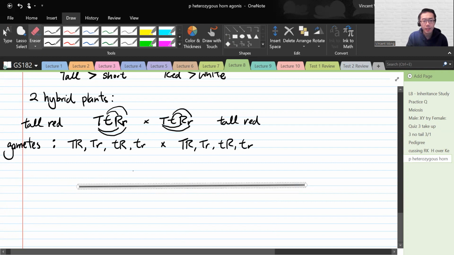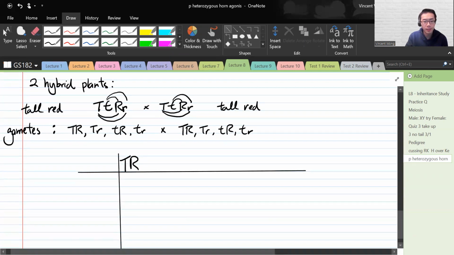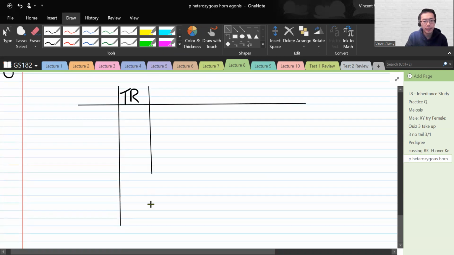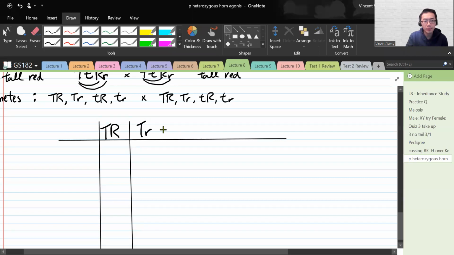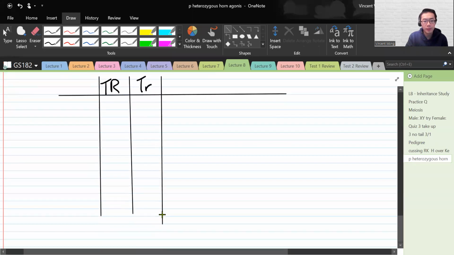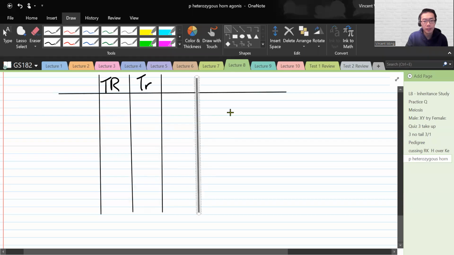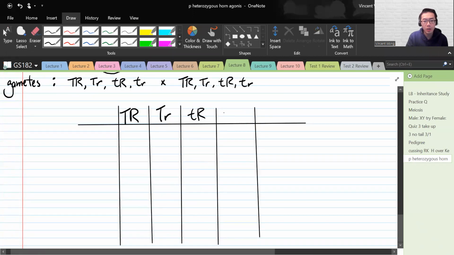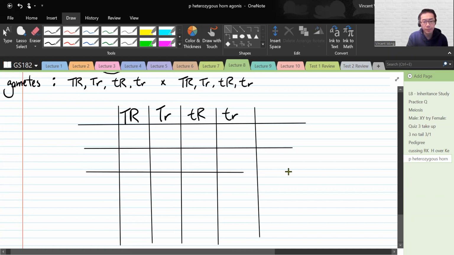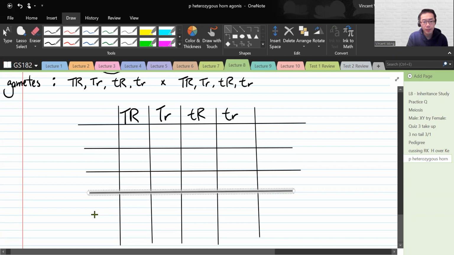Okay. So let's put the gametes on the top here. Big T, big R. And the next one is going to be big T, small r. And we will have small t, big R, small t, small r. And on the side here, we would have the same thing, but from the other parent, right?